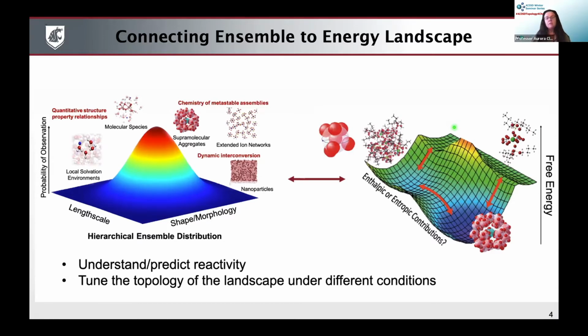So there's a very fundamental notion here that if we want to understand and predict reactivity of chemical systems, having a very good understanding of both the ensemble and the energy landscape is incredibly important. And within our research group, we want to be able to understand and predict reactivity. We also want to understand how we can tune or modify the energy landscape topology based upon different chemical conditions, solution composition, things like this.